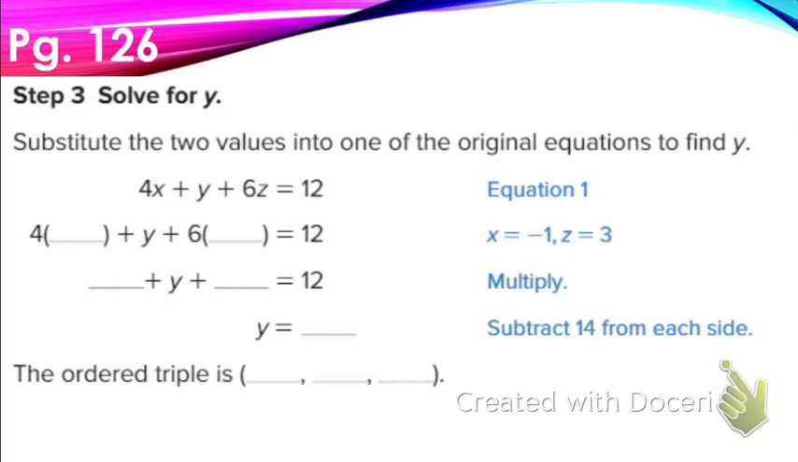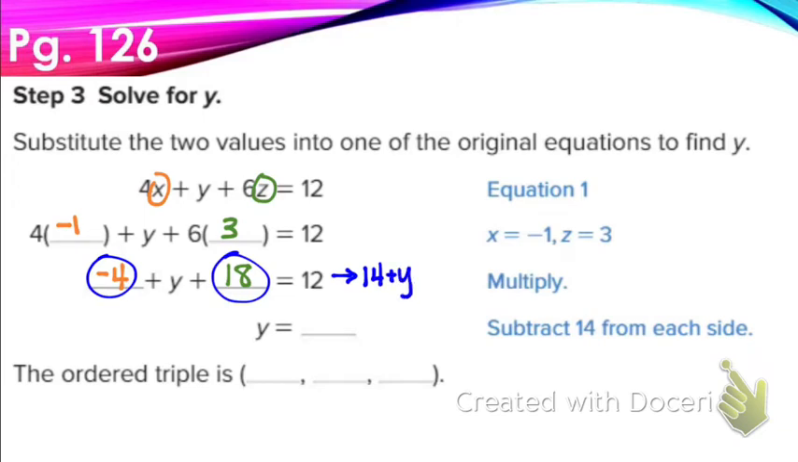We're going to take our answers for x and for z. We're going to substitute them into any of those original equations we want to. Why do you think they picked this one? It's positive and it's easy numbers, right? What are we putting in the place of the x? -1. What are we putting in the place of the z? 3. What's 4 times -1? -4. So I have -4 plus y plus, what's 6 times 3? 18. What do I get if I add -4 and 18 together? 14. So this is 14 plus y equals 12.